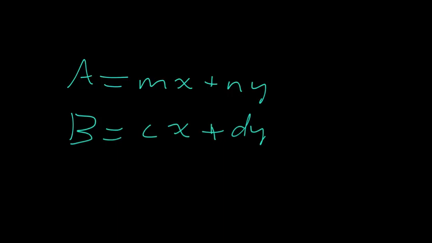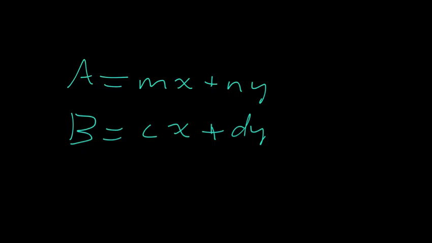Suppose we're given two equations with two unknowns. Let's say the first equation is a equals mx plus ny, and the second equation is b equals cx plus dy. And we're going to say that a, m, n, b, c, and d are all constants. So the only variables that we have are x and y, and let's say we want to solve for x and y.